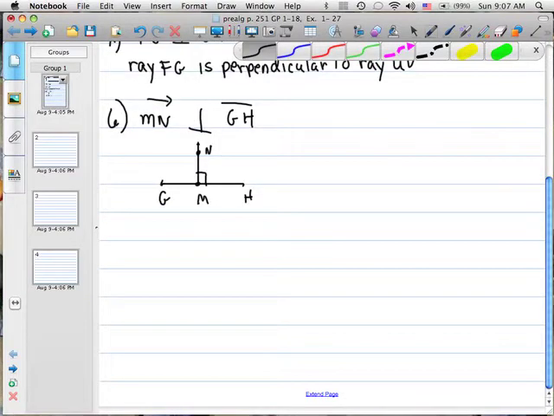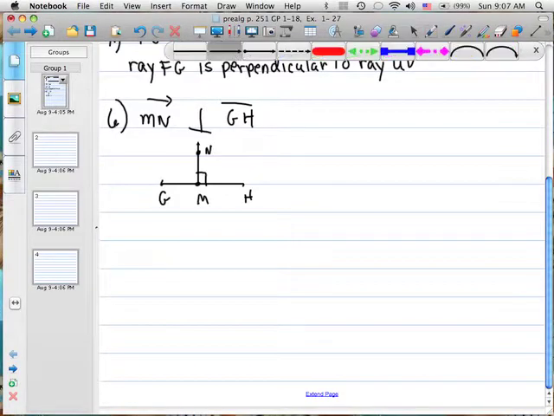Problems 7 through 10, use the figure at the right and tell whether the given angles are a pair of corresponding angles or alternate interior angles. Now you don't have to draw this one. We will be drawing some later. I'm just going to put it down so we can reference it.